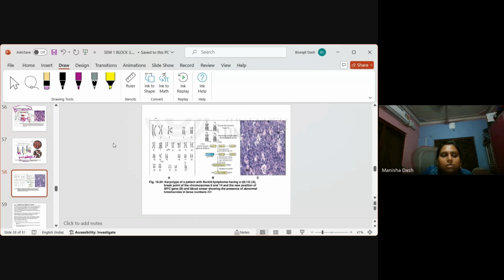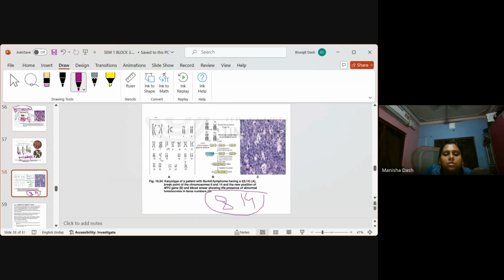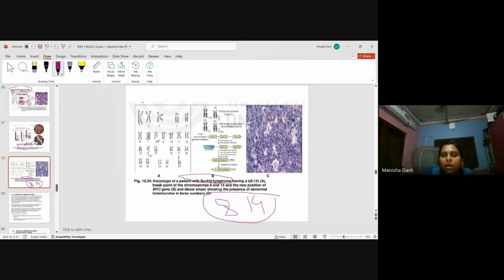Then yesterday I also mentioned Burkitt lymphoma, but I mistakenly told you that it is due to translocation between chromosomes 8 and 11. It is actually between 8 and 14. If there is a translocation between chromosomes 8 and 14, that will lead to Burkitt lymphoma, meaning unlimited, uncontrollable division of lymphocytes. As you can observe here, this is the c-MYC gene, which is a proto-oncogene. A proto-oncogene means it has the capacity to induce cancer.